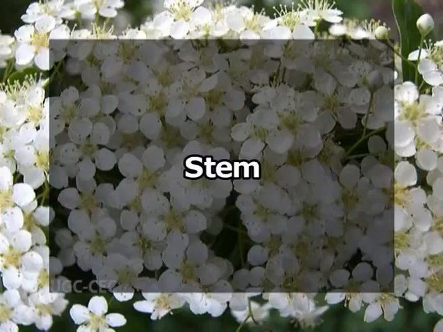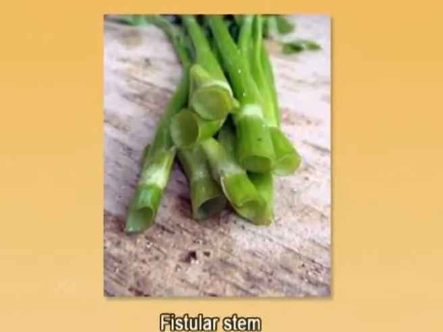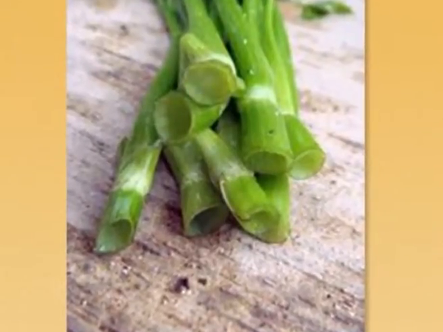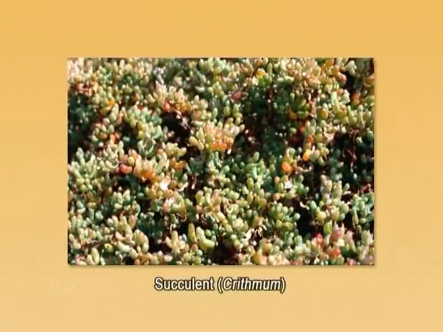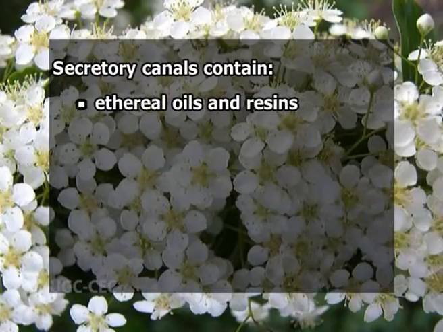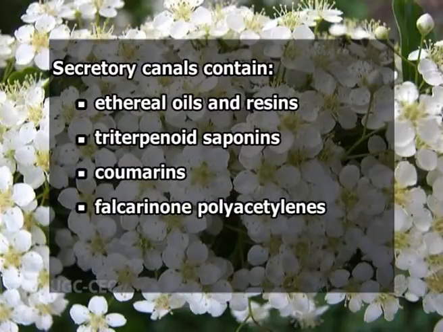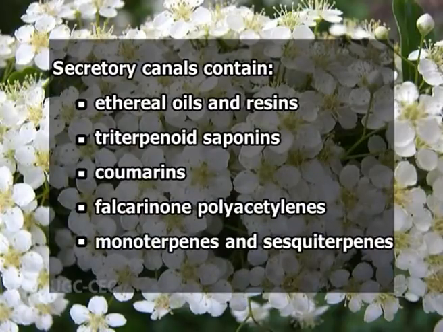Now let us discuss the stem. Stem in the Apiaceae is usually fistular, that means hollow, because the internodal regions in this stem are often hollow. These stems are occasionally succulent, what we see in chrysanthemum. These stems are also associated with secretory canals which contain ethereal oils and resins. Also, they contain triterpenoid saponins, coumarins, polyacetylenes, monoterpenes and sesquiterpenes.